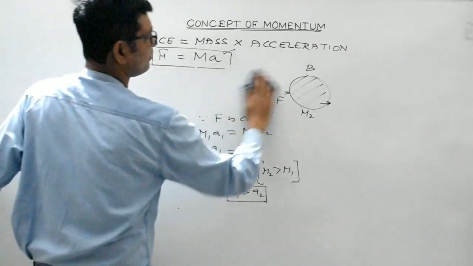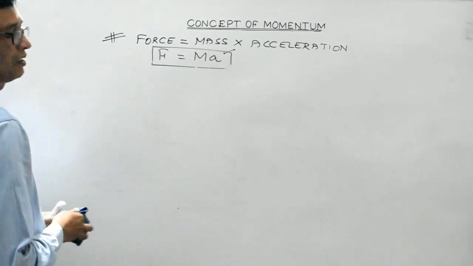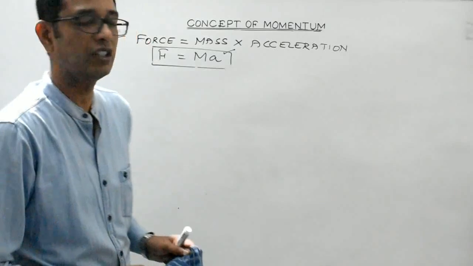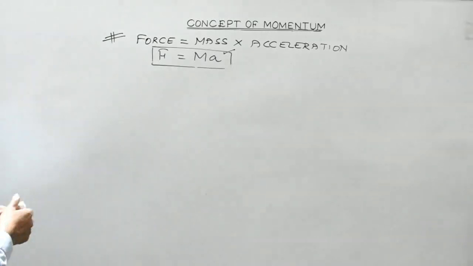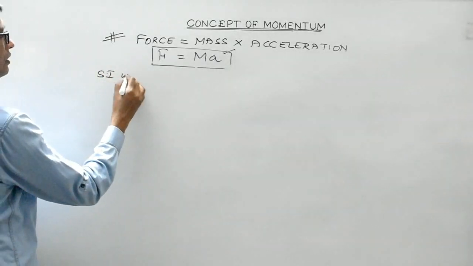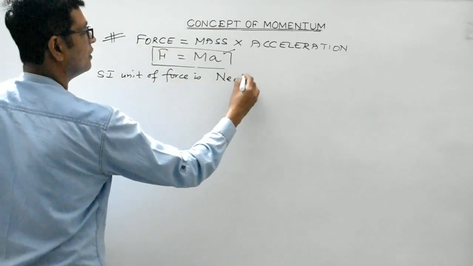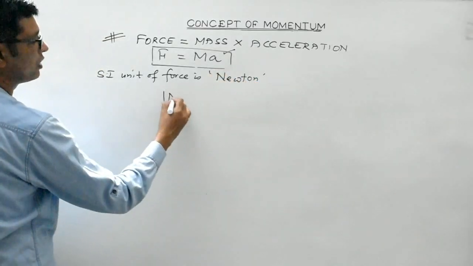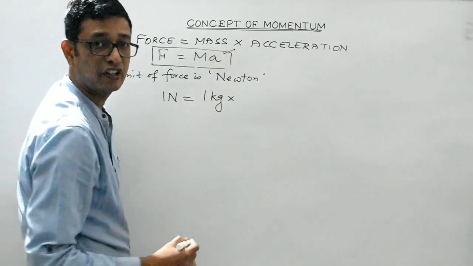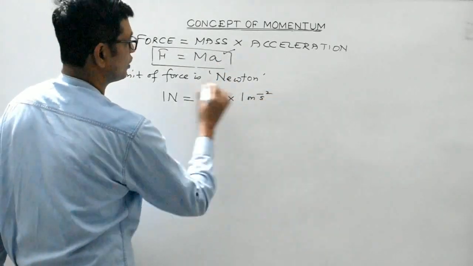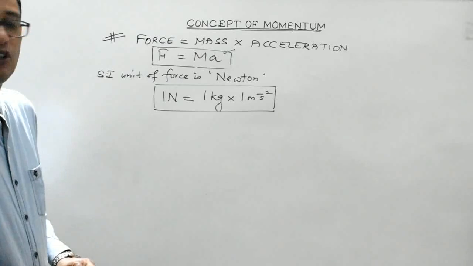So the SI unit of force, as you are aware, is the Newton. It is named after the famous scientist Isaac Newton. Let's try to define the Newton. So the SI unit of force is Newton. And 1 Newton would be equal to mass, whose SI unit is kg, times acceleration, whose SI unit is meter per second square. So 1 Newton is kg meter per second square, right? So how do you define 1 Newton?